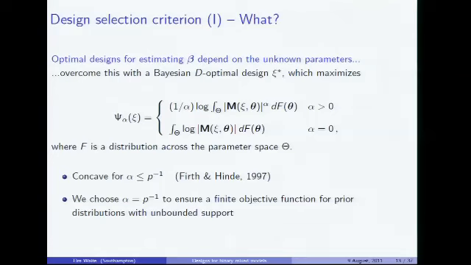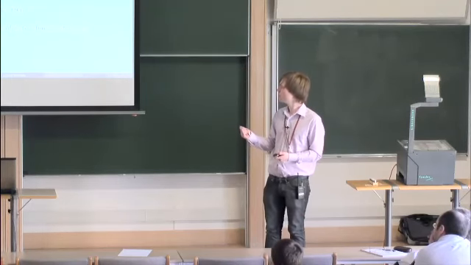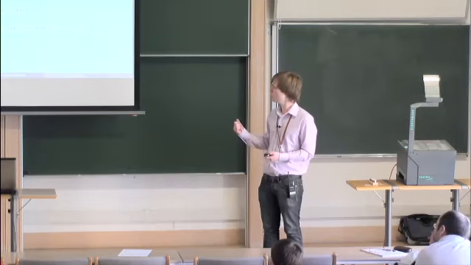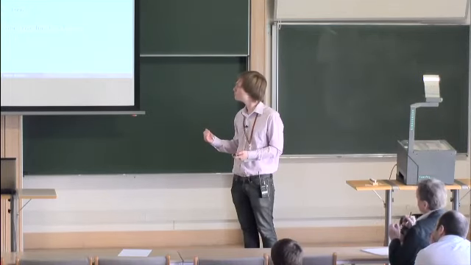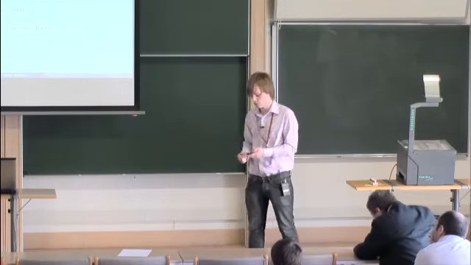And for alpha at most 1 over p, you can show that this objective function is concave, and so it satisfies the general equivalence theorem. So we're going to actually work with alpha equal to 1 over p rather than 0. The reason that we do that is to make sure that our objective function is finite, even in the case where our prior distributions have unbounded support. And we wouldn't be able to do that if we were using the mean log determinant. So that will allow us to use priors such as normal priors or log normal priors, which we wouldn't be able to do otherwise.